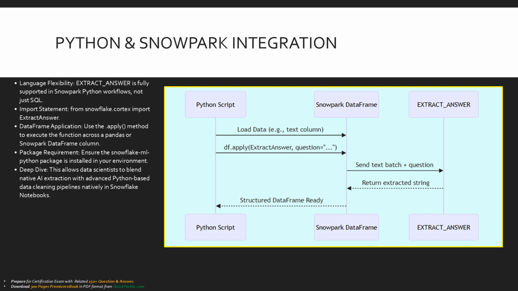The Python script loads data into a Snowpark data frame. The developer calls the apply method with the extract answer function and the target question. The data frame pushes this workload securely down to the Cortex engine.